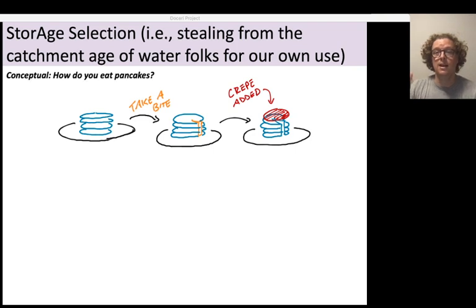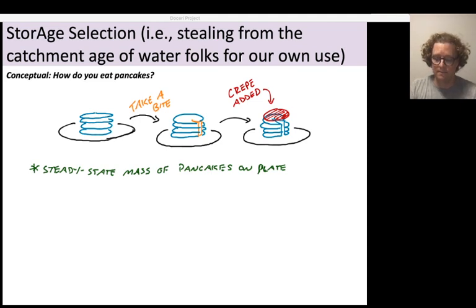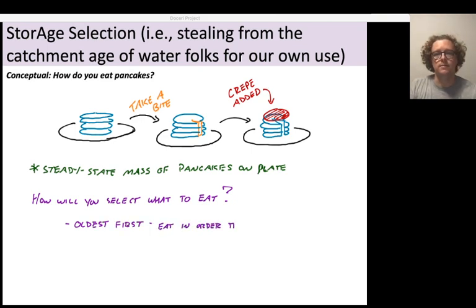So in other words, every time you take a bite, new pancake replaces that bite, and it just gets slapped down on top of the stack. And so the question you have to ask yourself is, how am I going to eat pancakes here? There are perhaps a few ways to deal with this steady state pancake problem that you have. Every time you take pancake away, it's equally replaced. So somebody out there is saying, I know exactly how I'm going to eat these pancakes. I'm going to eat the oldest ones first.